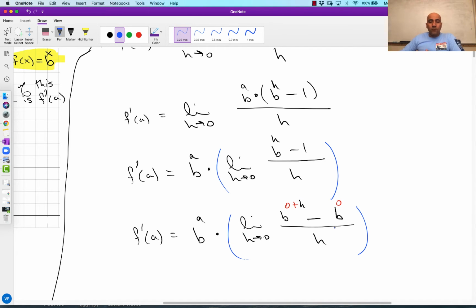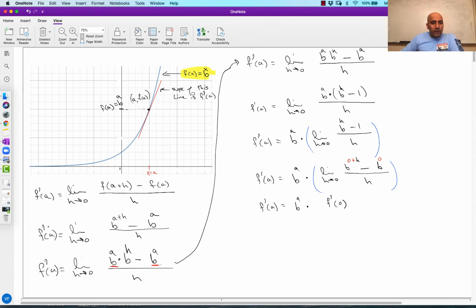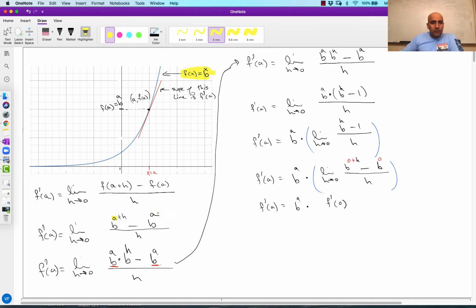Now, why would I write it this way? Note that this is, in fact, the definition of the derivative of our function evaluated at 0. So this then becomes f prime of a equals b to the a power times f prime of 0. Right, let's look at our definition of a derivative. If I come back over here, f prime at a, and I replace all of these a values with 0, 0, and 0, I would get exactly this, b to the 0 plus h minus b to the 0 all over h. So this whole thing is the derivative evaluated at 0.